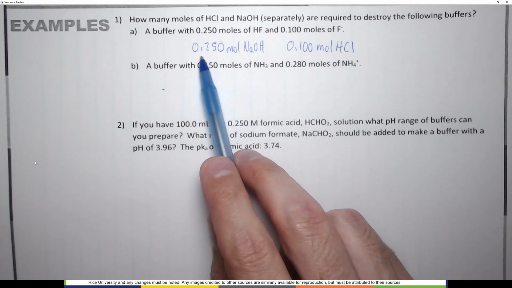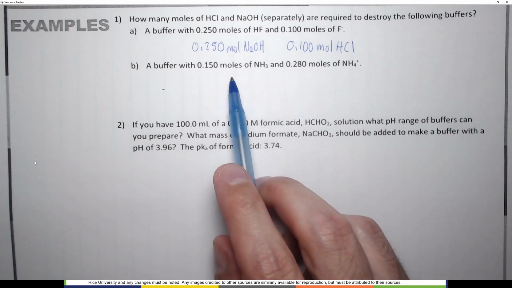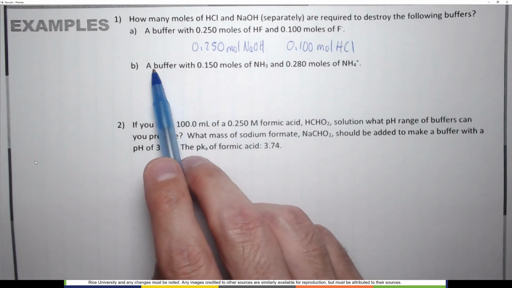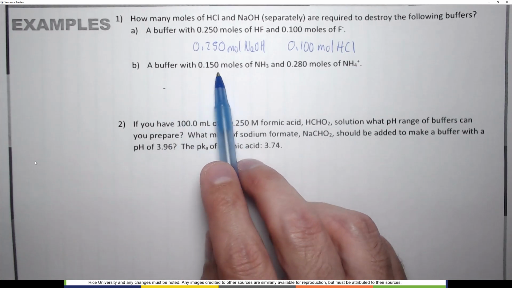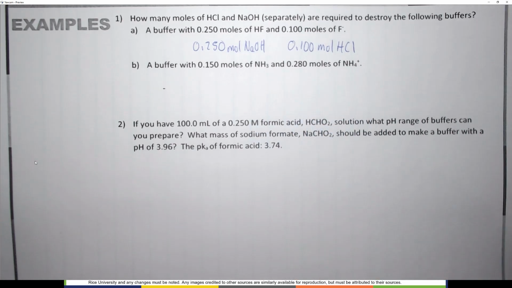And technically you'd have to add more than this, right? Slightly more, in order to destroy the buffer. But this will destroy the buffer. It says a buffer with 0.1 moles of NH3 and 0.28 moles of NH4+.